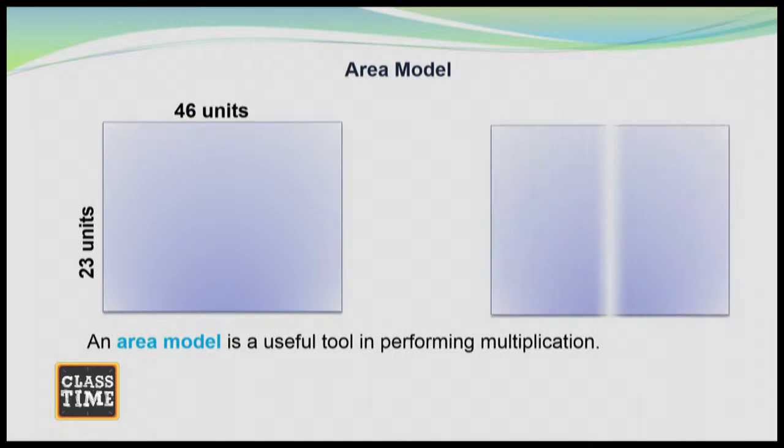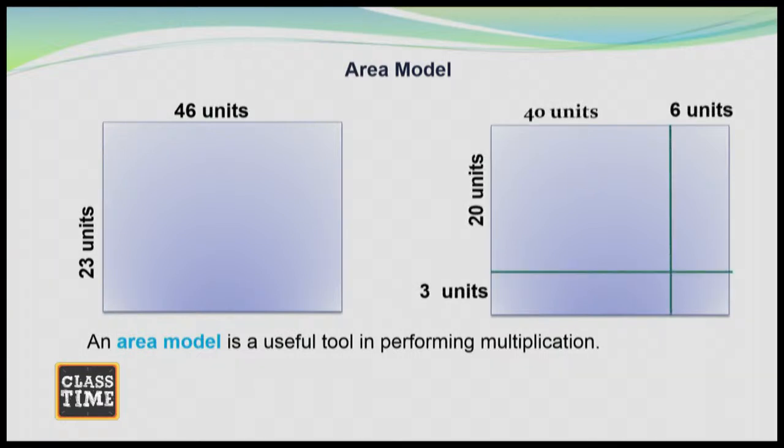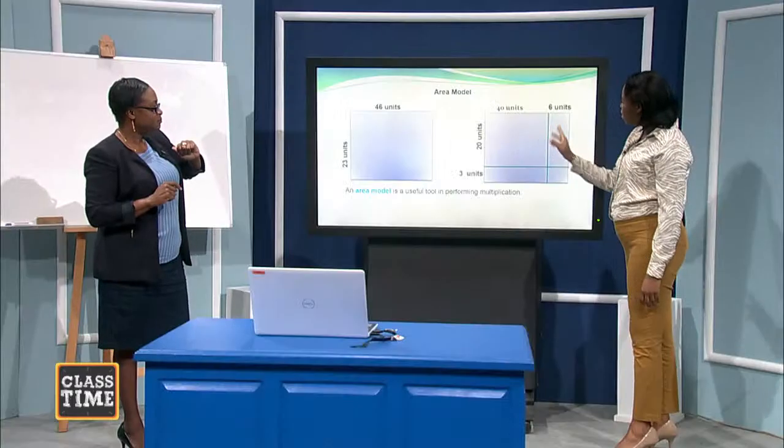So the area model states that we can work with comfortable numbers. We can work with the 23 units and make it more comfortable by having 20 plus 3. Remember, 20 plus 3 is the same as 23, isn't it? And similarly, 40 units added to 6 units would still give us the 46 units. Now look at the arrangement that is there for us. Notice, we now have 4 rectangles.